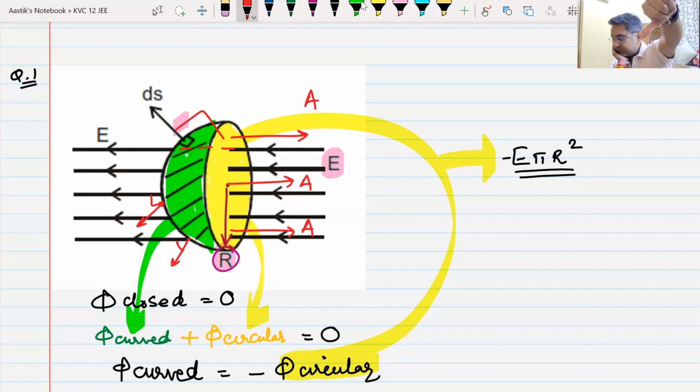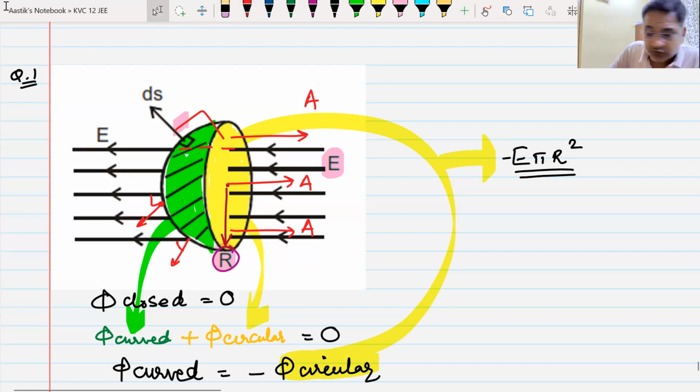So the flux through the circular part is minus E into pi r square. So the flux through the curved part would be plus E into pi r square. And that is your answer. The flux through the curved part will be E into pi r square. That is how you use what you have understood from the simple example. You can solve many difficult examples. Do we understand this? Yes or no?